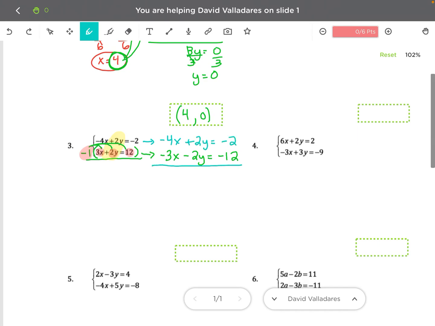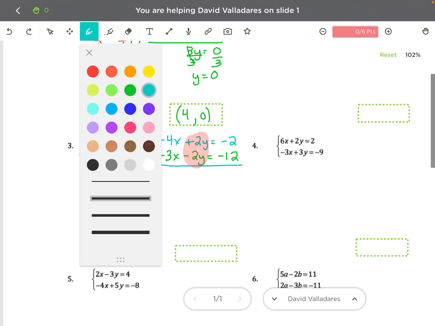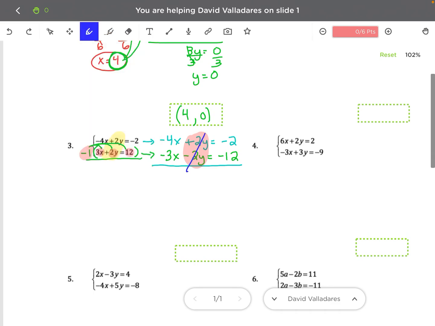Now, because I multiplied that second equation by -1, notice these two are going to cancel out. My elimination is going to happen right here. 2y minus 2y is gone. That gives me 0. And now I just add up and down. So I add -4x plus -3x is -7x. And I add over here, -2 plus -12 is -14. And then I solve, and I get x equals 2.